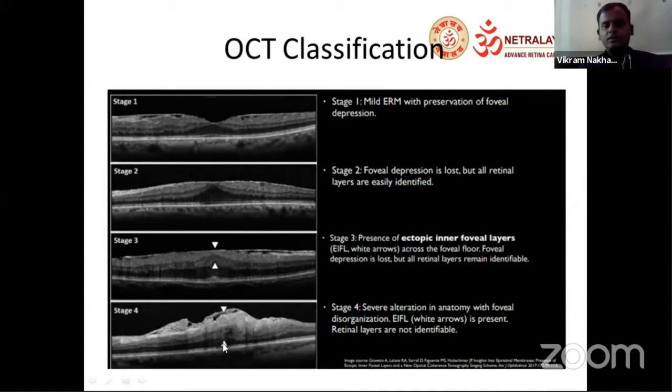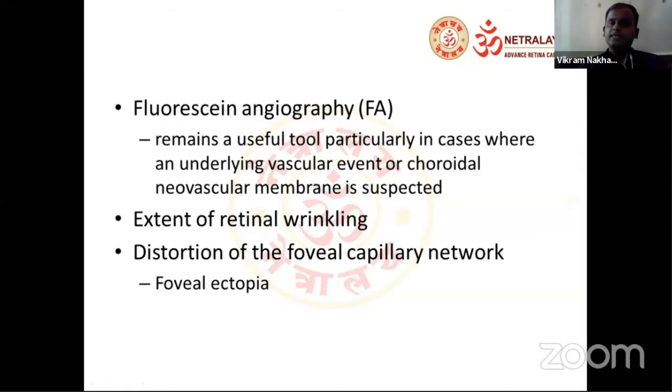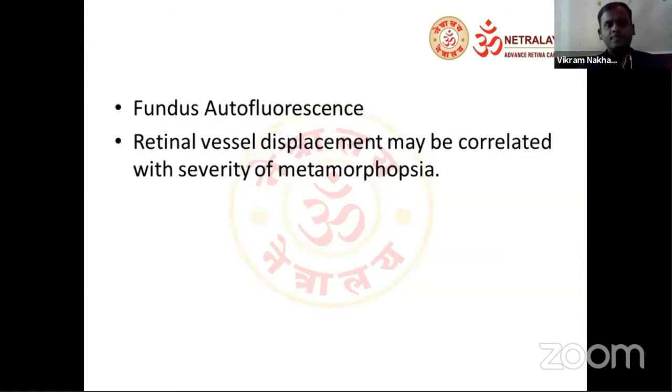The ectopic inner foveal layer, again shown by white arrows, is present and retinal layers are not identifiable. Despite the advantages of OCT, fluorescein angiography still remains a useful tool, particularly in cases where an underlying retinal vascular event or a choroidal neovascular membrane is suspected. Fluorescein angiography can highlight the extent of retinal wrinkling, degree of retinal vascular tortuosity, and the presence of macular edema. Displacement or distortion of the foveal capillary network may indicate a foveal ectopia.